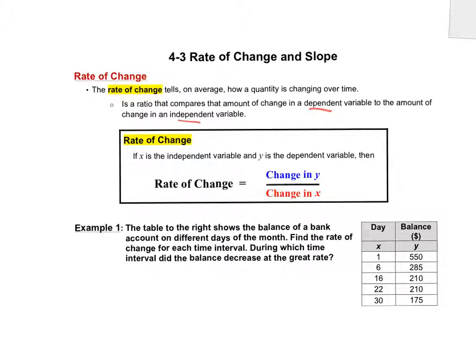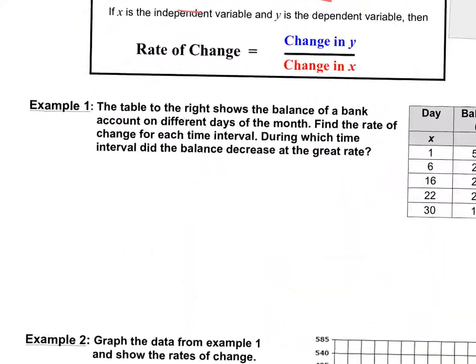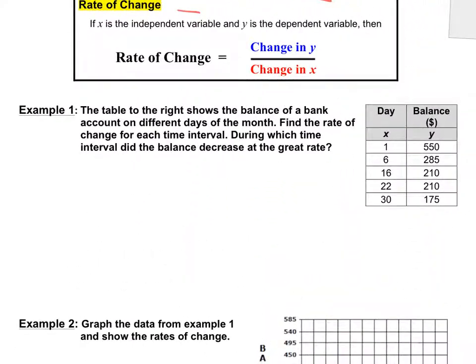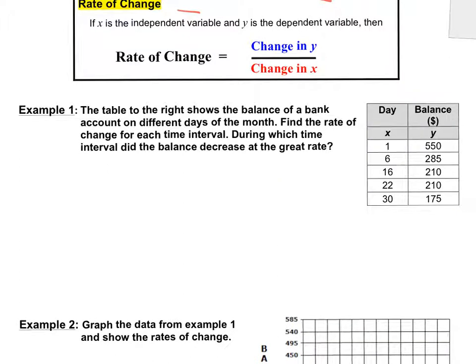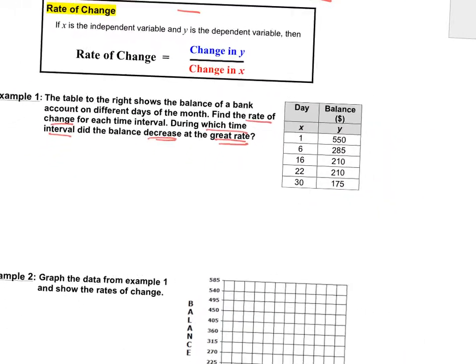So let's take a look at an example here. It says the table on the right shows the balance of a bank on different days of the month. It wants us to find the rate of change for each time interval, and then it wants to know during which time interval did the balance decrease at the greatest rate. In order to do this, we are going to look at the two different variables. We're going to look at the dependent and the independent variable, the x and the y.